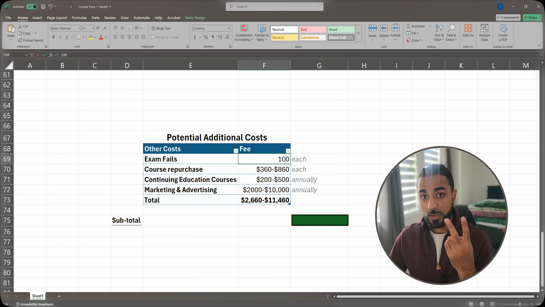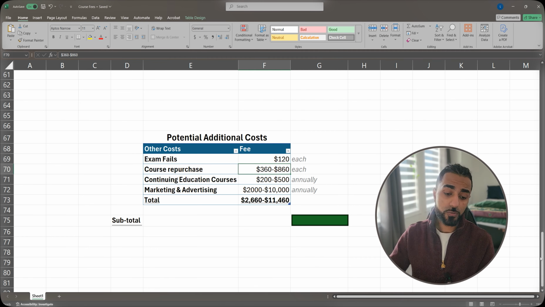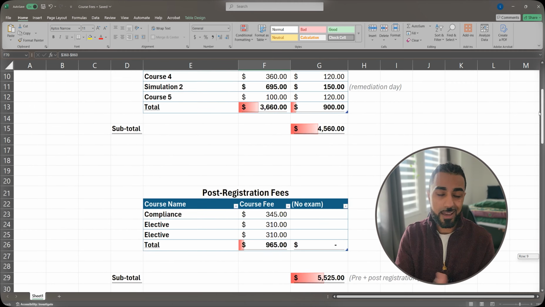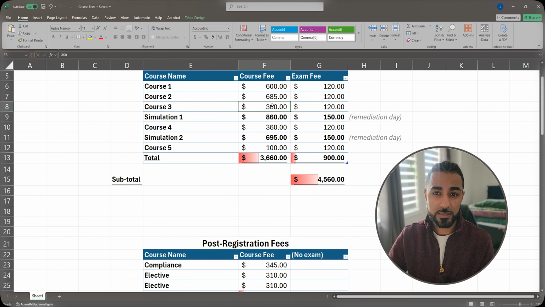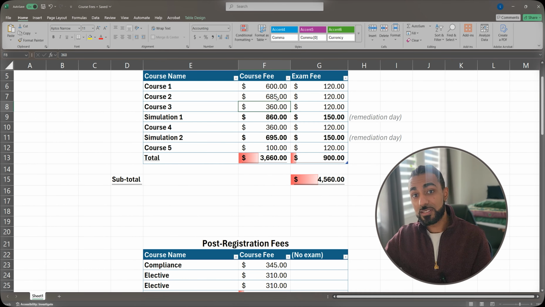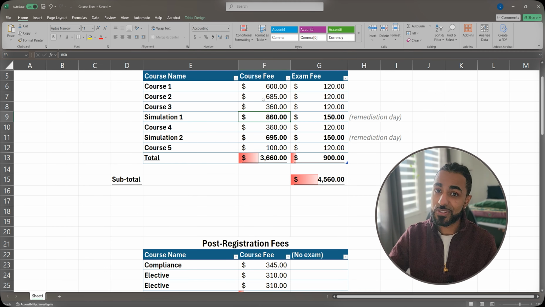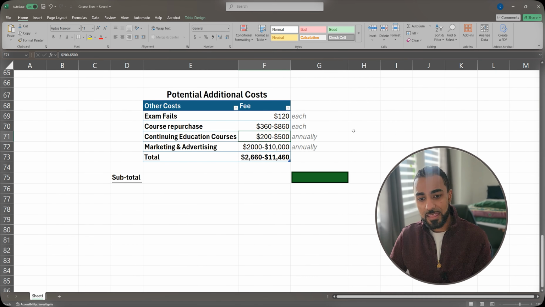And if you fail a course twice, the third time you want to attempt it, you're going to have to rebuy the course again. Those course fees range from $360 for something like course 3. I failed course 3, so I have to rebuy it for about $360. But if you fail something like course 2 or the Sims, it gets up to $700 or $800. Depending on which one you fail, it can be pretty deep for you. And then our continuing education courses are about $200 to $500 annually. And our marketing and advertising, like I said, can vary a lot.